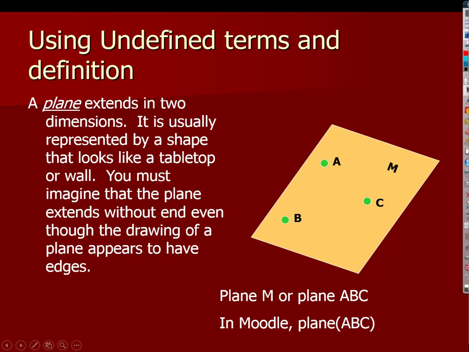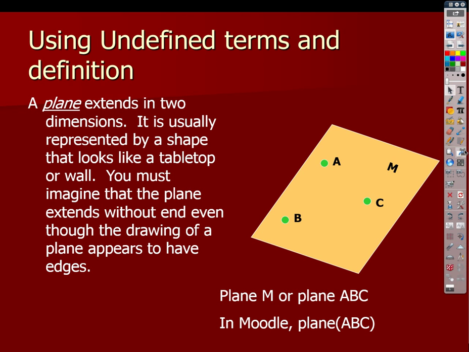How many points are required to define a plane? 3. Yeah, it takes 3. Good. And the way we write a plane, there's no real symbol for a plane like there is for a line or for a segment or something like that. So we just write it as plane ABC, or in Moodle, we'd write it as lowercase plane, and then in parentheses, we'd put the 3 points that define it. Okay?